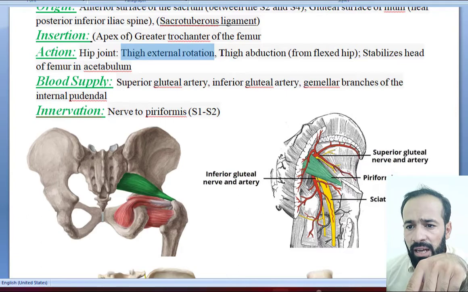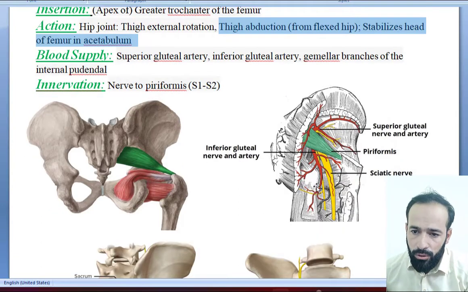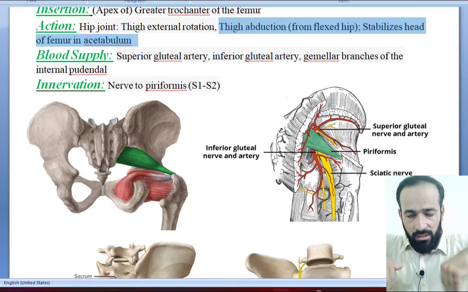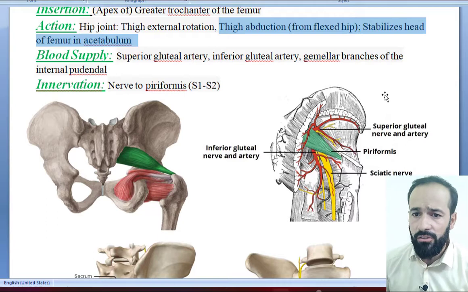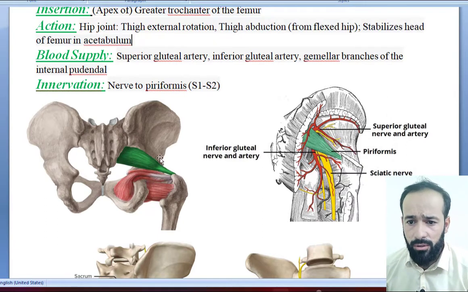It will cause thigh abduction. Whenever it contracts, it will pull your thigh laterally. That's why we call it thigh abduction, and it stabilizes the head of the femur bone in the acetabulum. We know that. What is its blood supply?